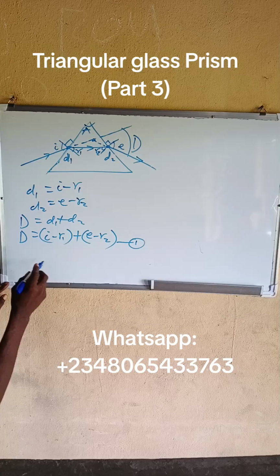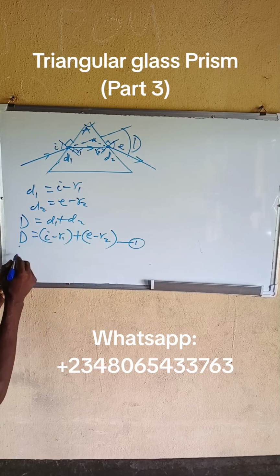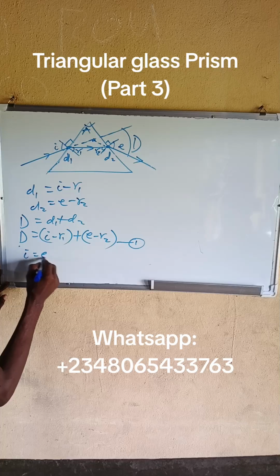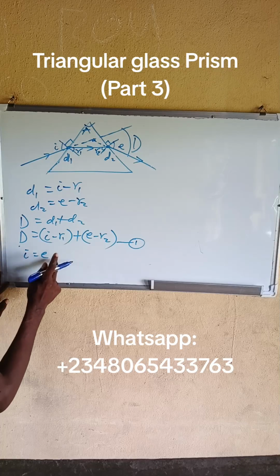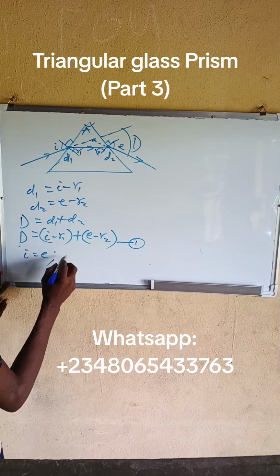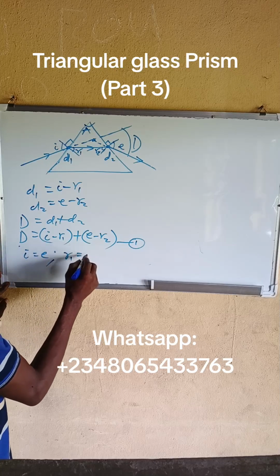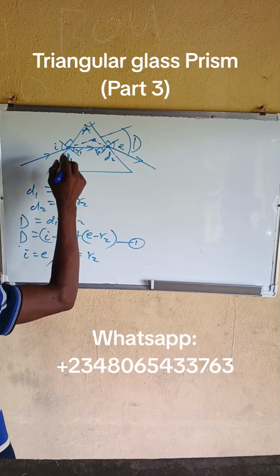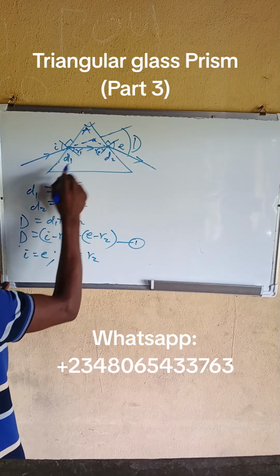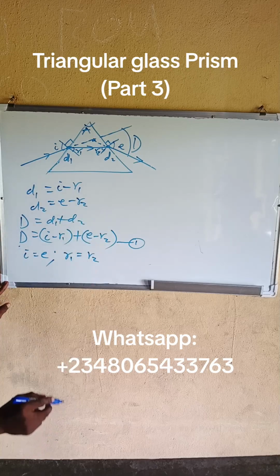At minimum deviation, I is equal to E. The angle of incidence is equal to the angle of emergence. Also, R1 is equal to R2. And also, this internal ray is parallel to the base of the prism.